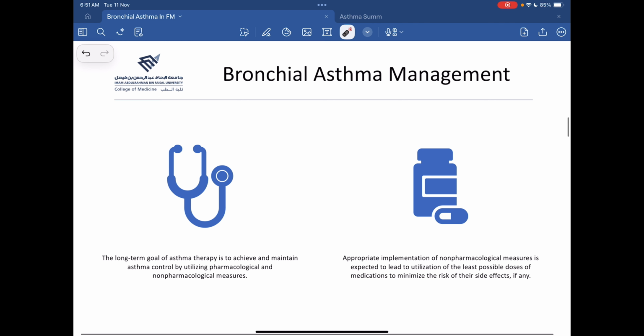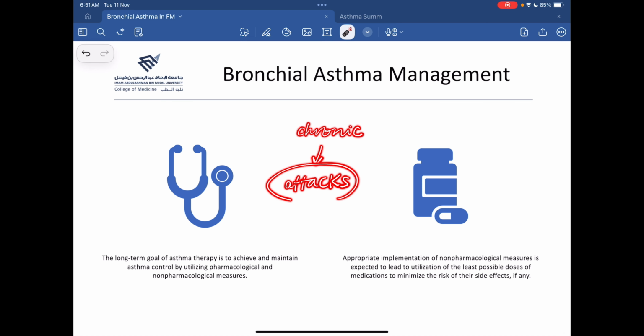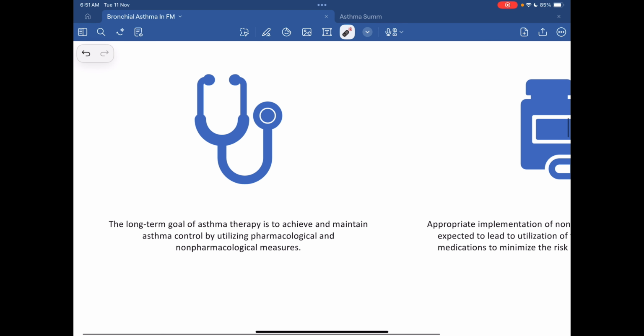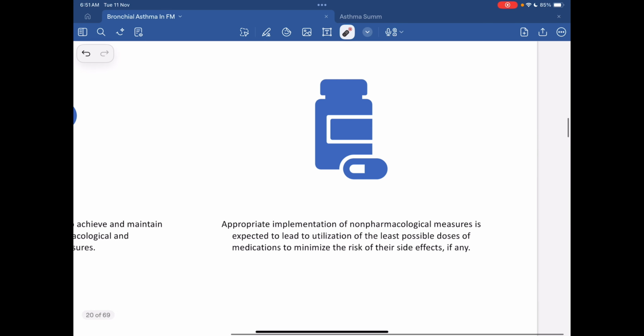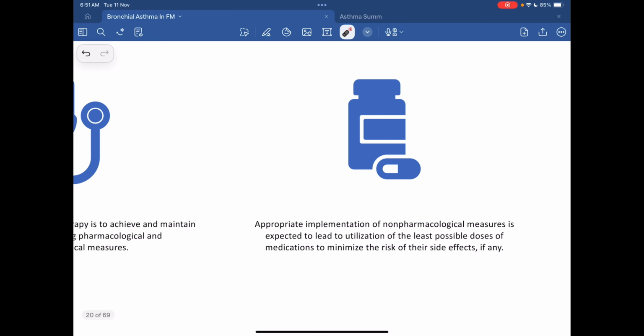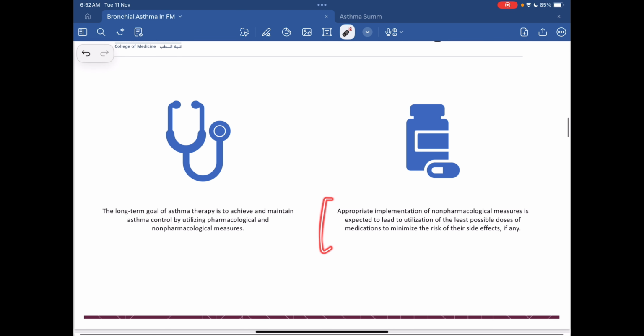طيب bronchial asthma management هو chronic disease. هو chronic disease characterized by attacks. فإيش نحتاج؟ نحتاج إذا جاء الأتاك we stop it، وإذا راح الأتاك we try to manage. We have a long-term goal of asthma therapy to achieve and maintain asthma control by utilizing pharmacological and non-pharmacological measures. Appropriate implementation of non-pharmacological measures is expected to lead to utilization of the least possible dose of medication to minimize the risk of their side effects, if any. زي أي مرض ثاني.